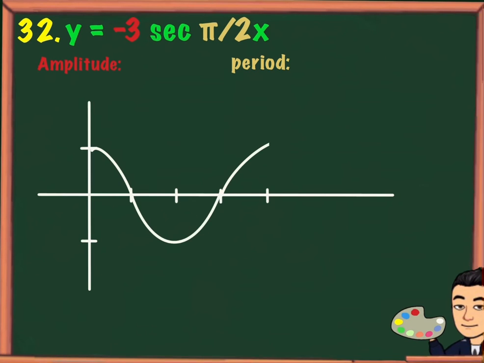For the secant, we're going to graph the cosine first, and let's go ahead and identify the amplitude. The amplitude is going to be 3, and you're going to mark 3 here and negative 3 here. The period is going to be 2 pi over the b value, that's pi over 2, so this is going to equal 4. So let's go ahead and mark 4 here, and halfway it's going to be 2. So there's a negative leading coefficient. That means that this is going to reflect over the x-axis, so your secant graph is going to look like this.